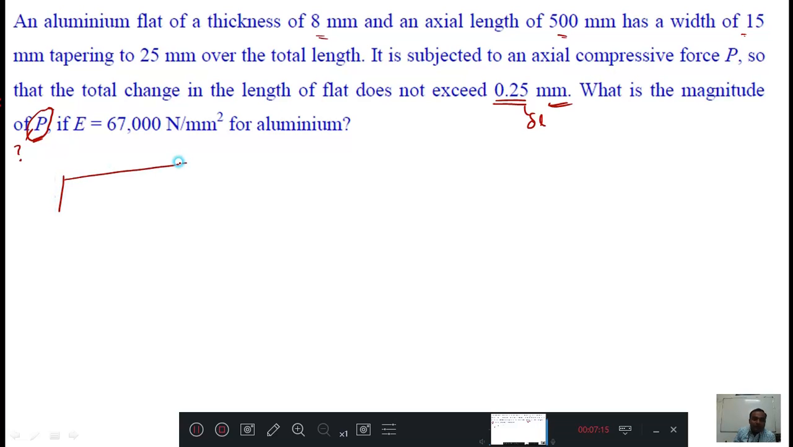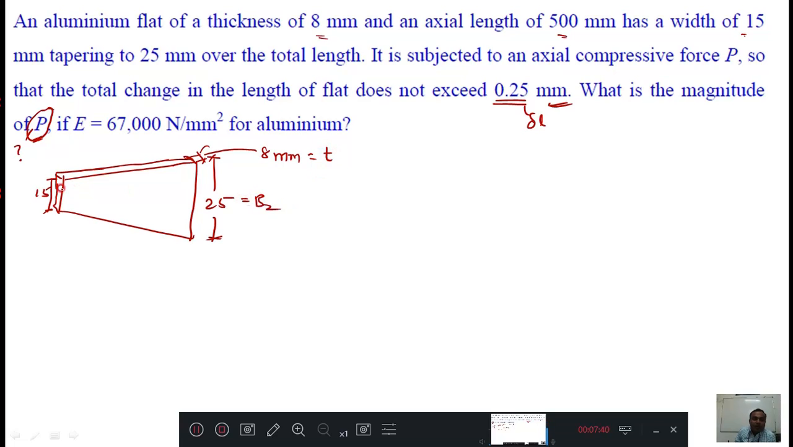The thickness is varying. The breadth is varying. Initially it is here a 15 mm breadth. Then later it becomes 25 mm. Therefore it is a tapered bar. And the thickness is how much? Here small thickness will be there. This small thickness is given as 8 mm. 8 mm means it is T. This is B2 and this is B1 and this is the length L equal to 500 mm. This is the length and then P is not known.